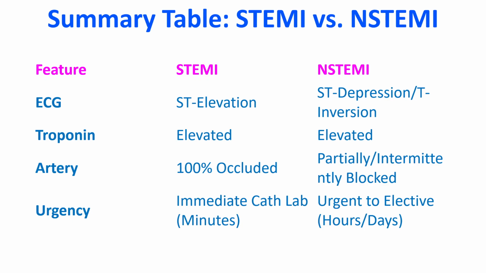Troponins are elevated in both cases because it indicates myocardial necrosis. In pure unstable angina, it may not be there. The artery is usually 100% occluded in STEMI, while it is partial or intermittent occlusion in NSTEMI. The urgency is immediate cath lab within minutes for STEMI and urgent to elective, hours or days, in NSTEMI.